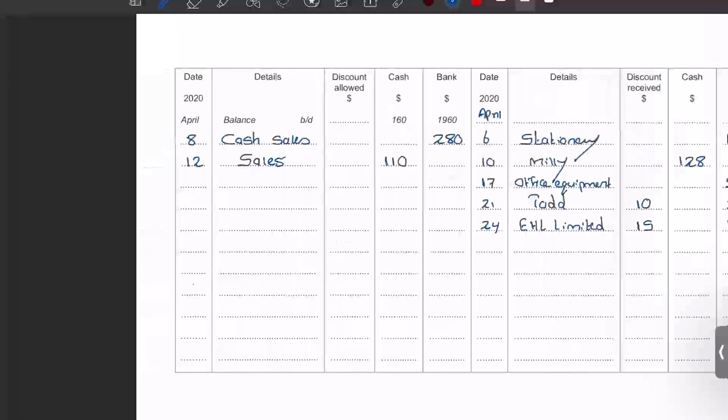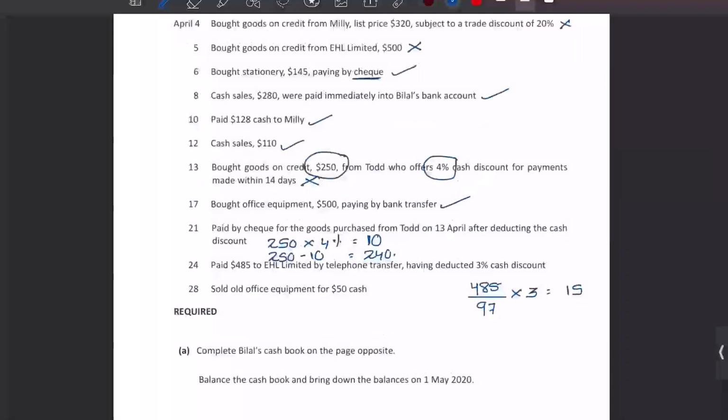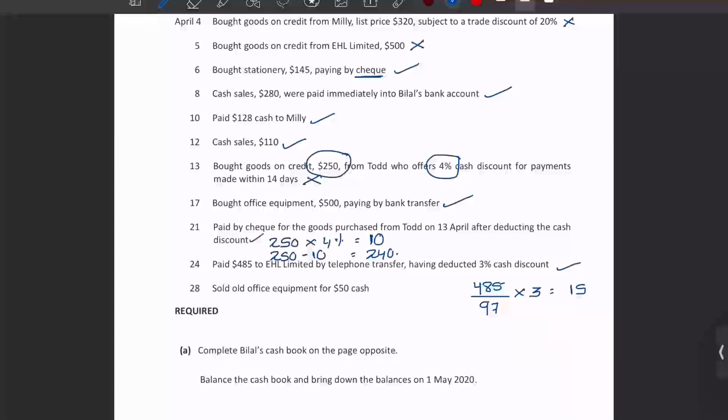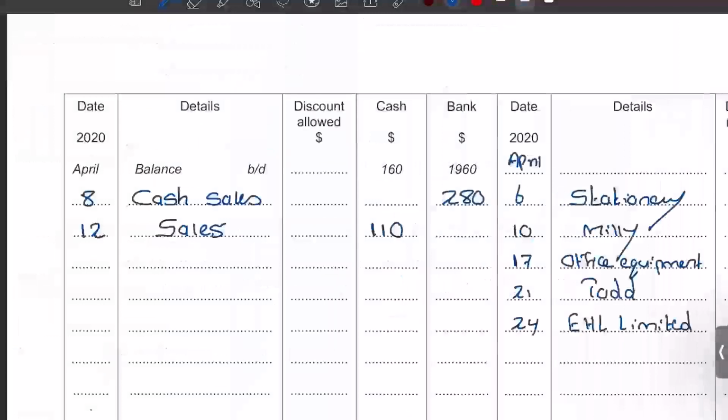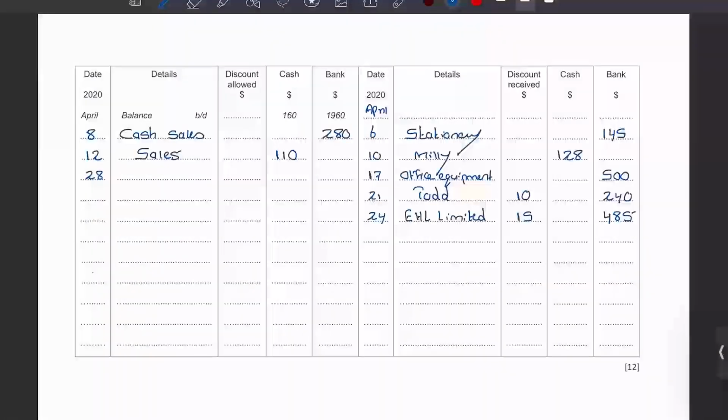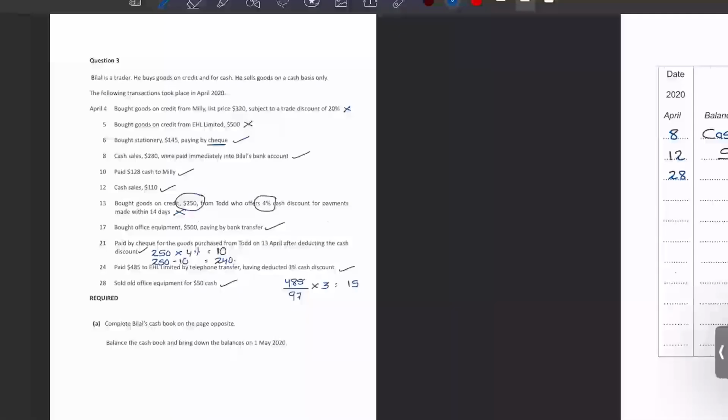Now the last transaction given. So this is done. Now the last transaction, easy. Are you getting cash or paying cash? Getting cash. If you sell an old office equipment for 50 cash, you are getting cash. Cash of the business will increase. If cash is going to increase, you have to put it on the debit side. Let's enter 28. But I have a problem.